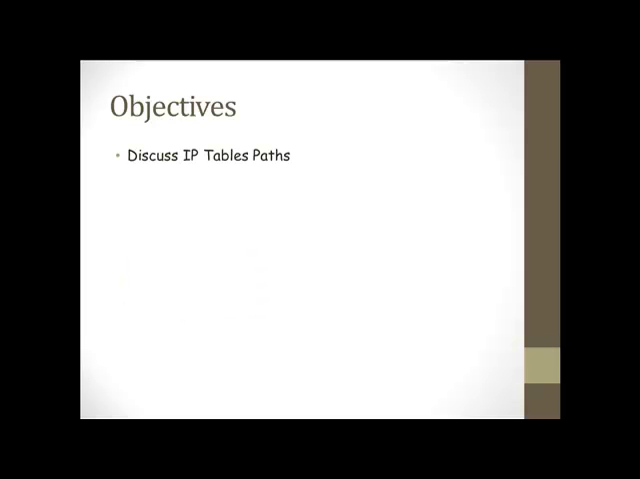Well, we'll look at the objectives of this: to discuss the IP tables paths, the paths that the packets can go. There are basically three places they can go: across the firewall, they can go to the firewall, or they can come from the firewall. And we'll look at those paths here in a minute. We're going to call those chains, IP tables chains.